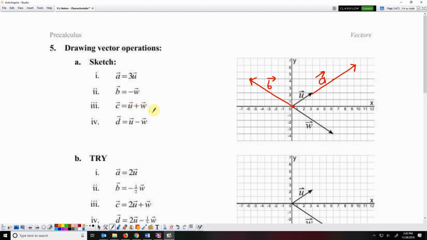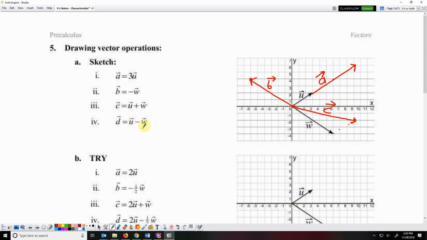C is vector u plus vector w, so I need to string those 2 vectors together. I'm going to leave w right where it is, and I'm going to take u and slide it down here. So vector u is right 3 and up 2, so from down here I'm going to go right 3 and up 2. And from the initial tail to the final head is vector u plus vector w, and that's called vector c.